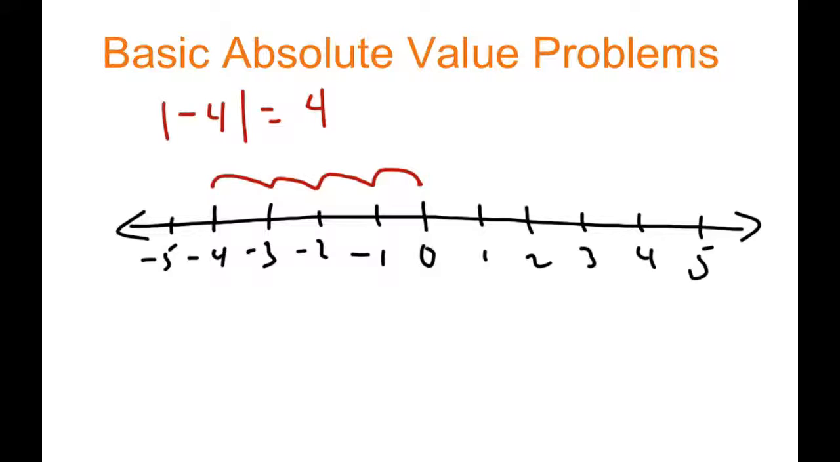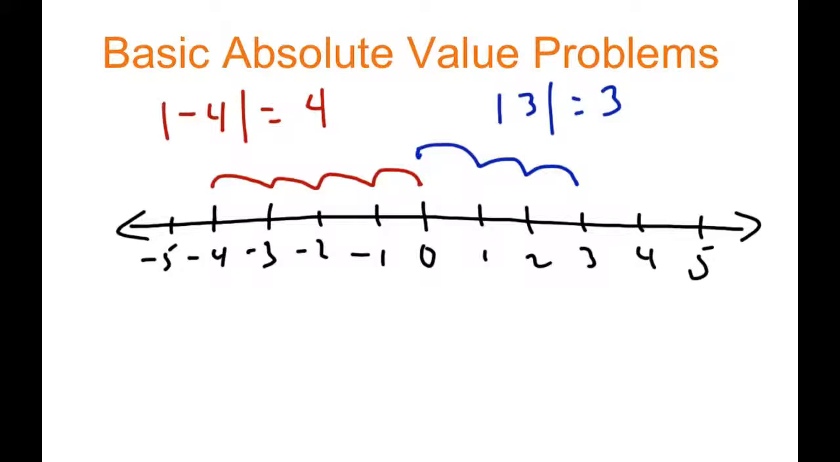Let's try another one. What's the absolute value of 3? Once again, I start at 0. 1, 2, 3. So the distance from 0 to 3 is 3. Therefore, the absolute value of 3 is 3. So absolute value, distance from 0.